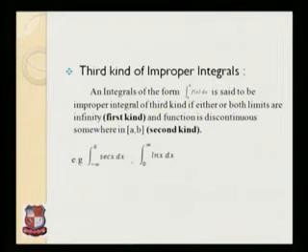Similarly, the second example is integration from 0 to infinity of ln x dx. Here the function is discontinuous at 0 as well as infinity, and the limit of integration is also infinity. So this integral has both kinds, first kind and second kind of improper integral, so it is a third kind of improper integral.